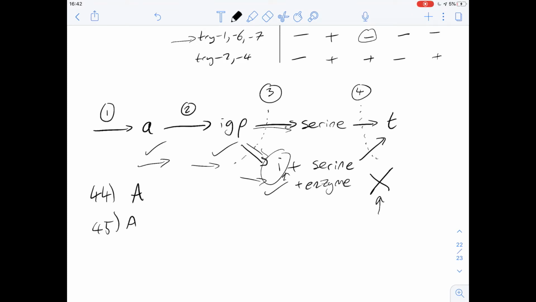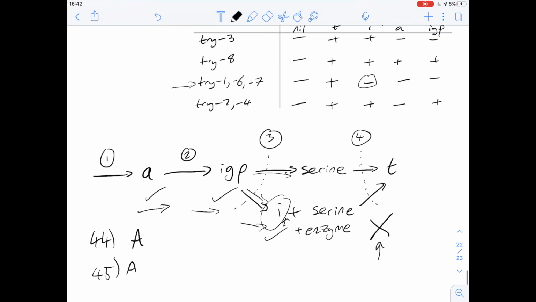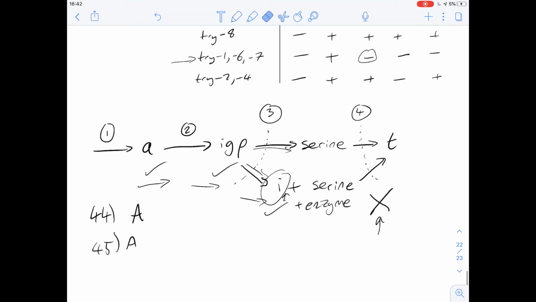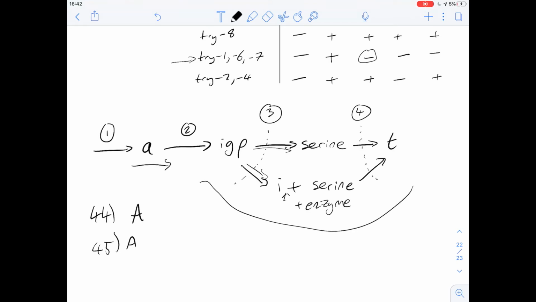46 says, according to table 1 and figure 1, the defect in TRP3 could directly affect only which step? Okay, so TRP3, how is it affected? Well, we can see that it's the introduction of A. That's where the issue is. So again, just by the logic of how these questions work, if A doesn't work, then the problem has to be some point after A. So in this region here, the issue must be here.